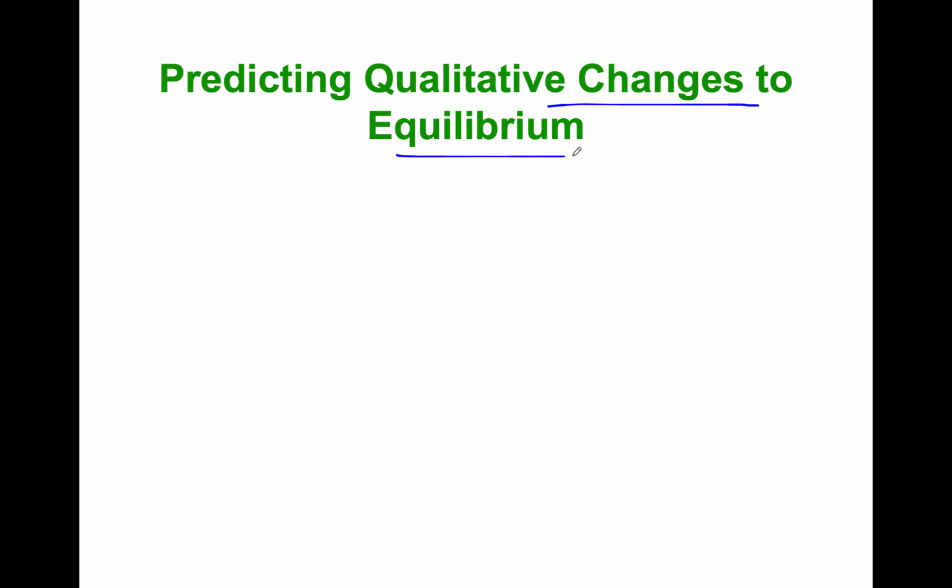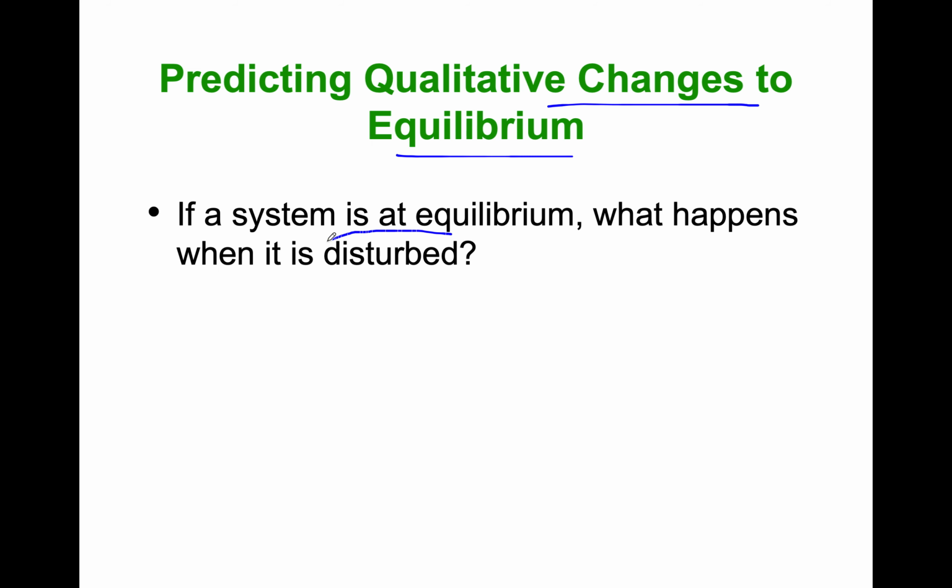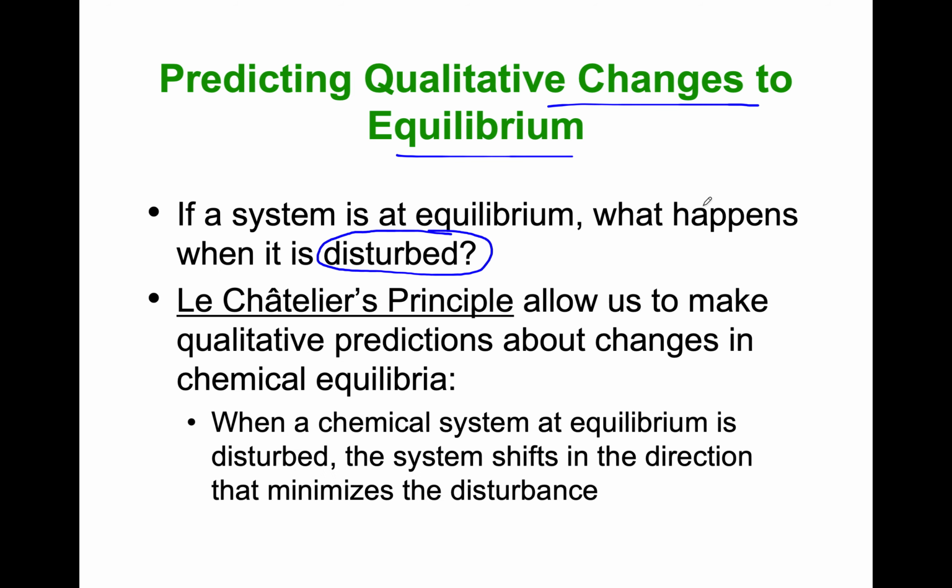Okay, so equilibrium has been reached. Then something happens. Okay, it's disturbed. Maybe something is added to it. Maybe something's taken away. Temperature change. This is called Le Chatelier's principle. It's just kind of fun to say as well. We're making qualitative predictions. Is more product going to form? Is more reactant going to form? That's what we'll talk about here.